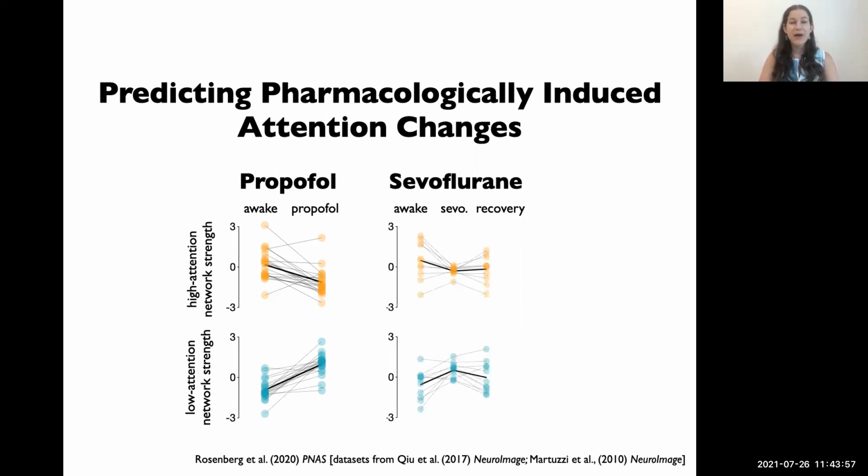We see a similar pattern of results when we compare strength in these networks while people are awake and resting and while they're under light anesthesia with sevoflurane and recovering from anesthesia. And so again, these data provide evidence that the networks are malleable within individuals, and they're not just a static trait where you're born with a certain network strength and you can't do anything about it.